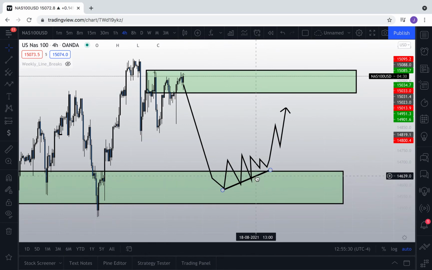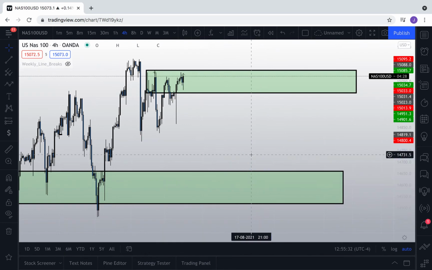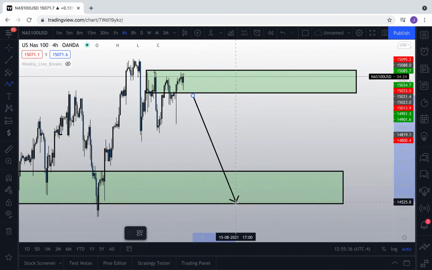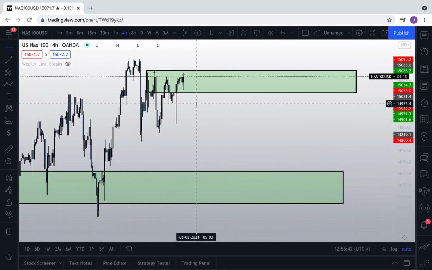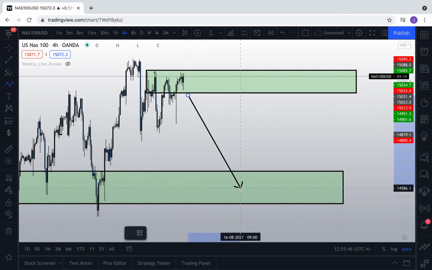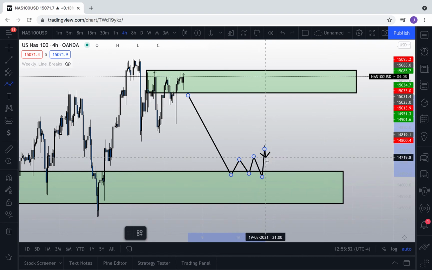Or people will simply just look for some kind of break and retest to get involved. Or like me, some people will wait for Wyckoff to get involved.